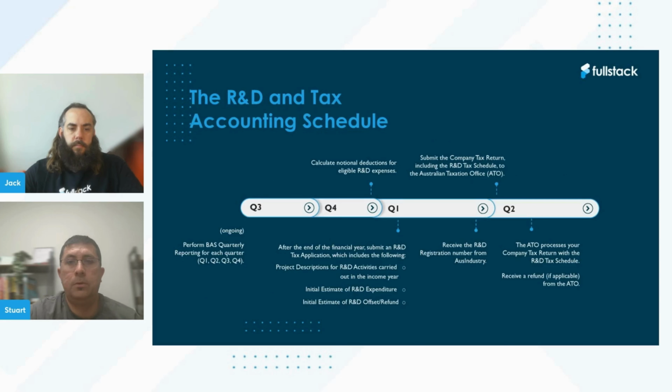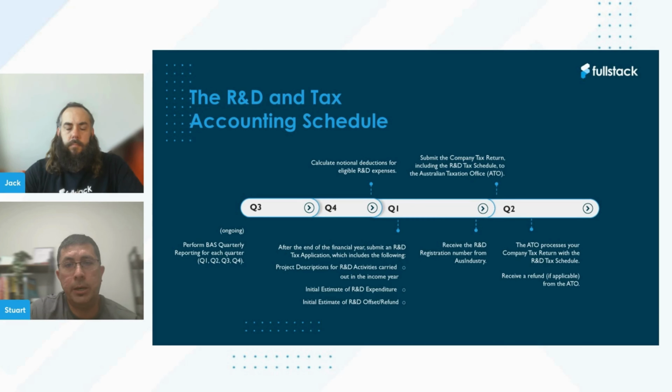The tax and accounting schedule, you can see here that it's very busy towards quarters 1 and 2. But that said, throughout the year, we're completing our BASs, and it's good to have these done regularly so that when you come into R&D time around quarter 4, when you're preparing the application, you have all your accounts ready to go. And then after the end of quarter 4, 30th of June, that's where we start preparing and lodging an R&D tax application.